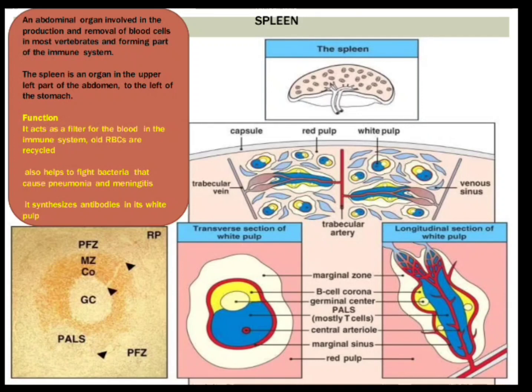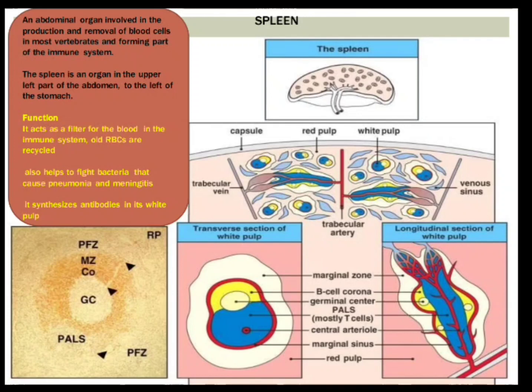Then it also has your white pulp. Okay, so this is your white pulp. Now what is there in your white pulp? If you see the cross section of your white pulp, it generally has the PALS, that is the periarteriolar lymphoid sheath, which is present in your white pulp. They generally have these T cells present here.